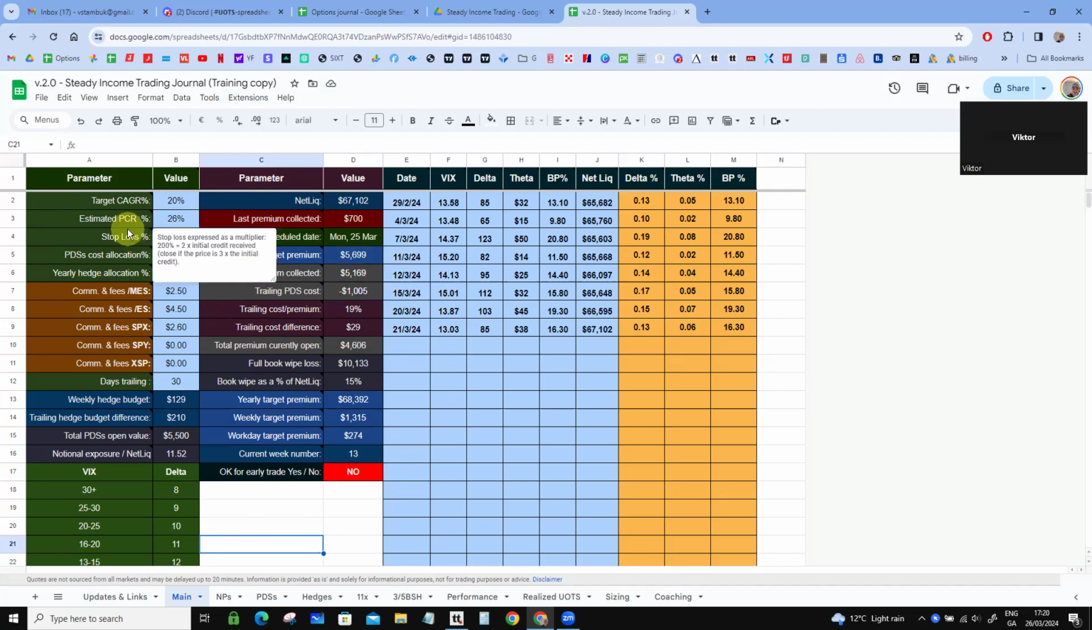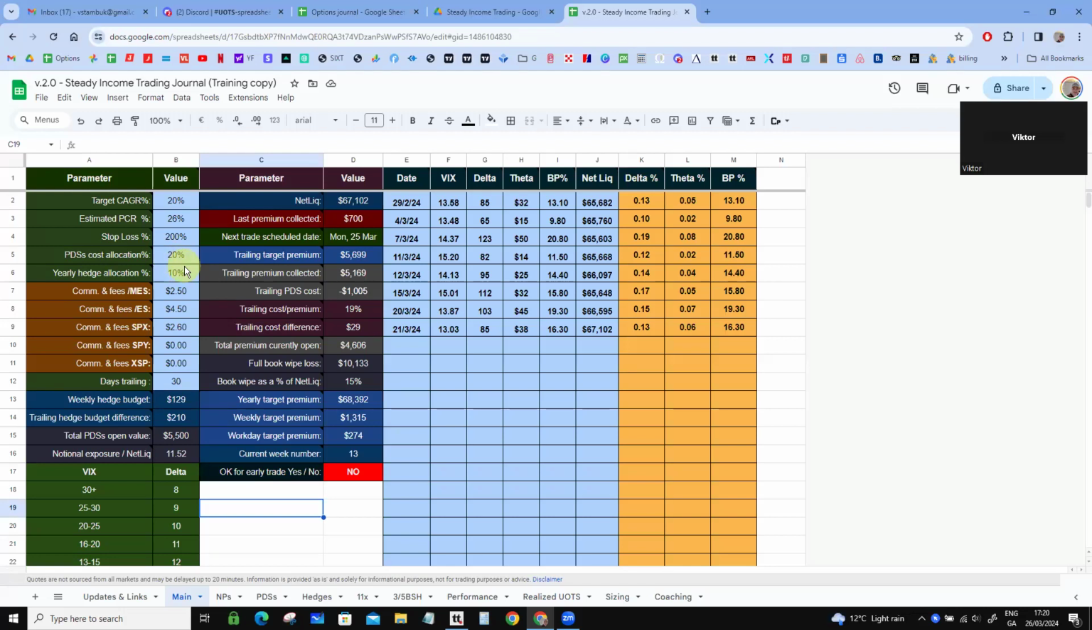Stop loss or protective stop, we have it at 200% as a default. You can change it if you'd like, but 200 is pretty good. It's an optimal one. 250 would work as well, but would require slightly larger losses when they do occur, when you have a book wipe or even a single loss stop loss. But 200 is here as a default.